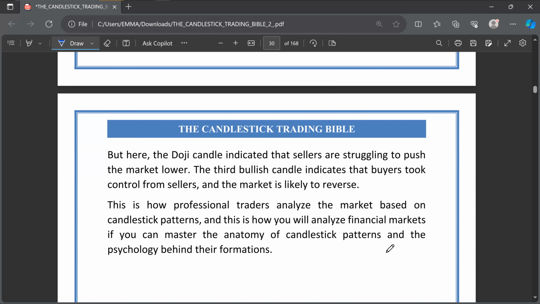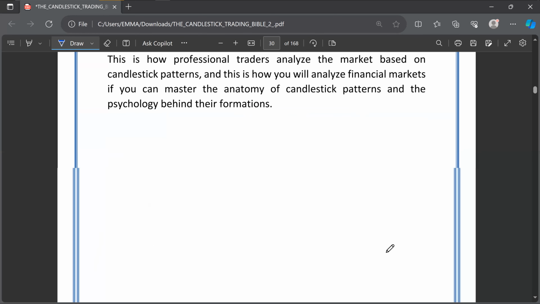The third bullish candle indicates that buyers took control from sellers, because the bullish candle that forms means the market is likely to reverse. So if it's moving down, now it's going to move up. This is how professional traders analyze the market, based on candlestick patterns. And this is how you will analyze financial markets, if you can master the anatomy of candlestick patterns and the psychology behind their formations. That is it.